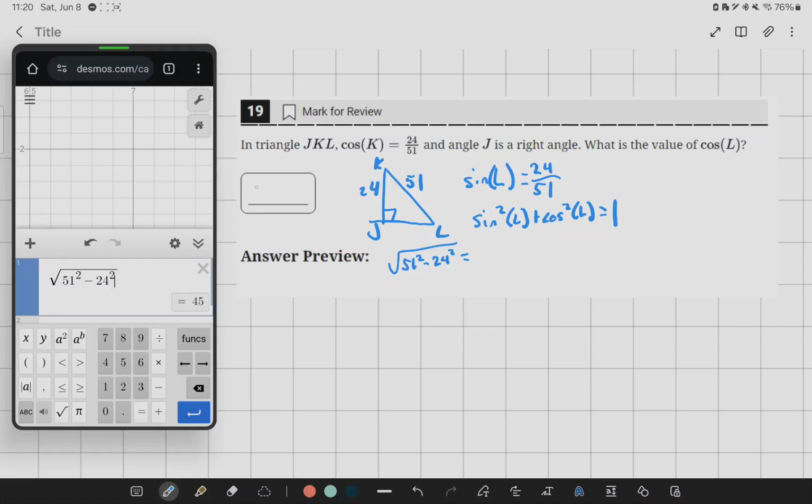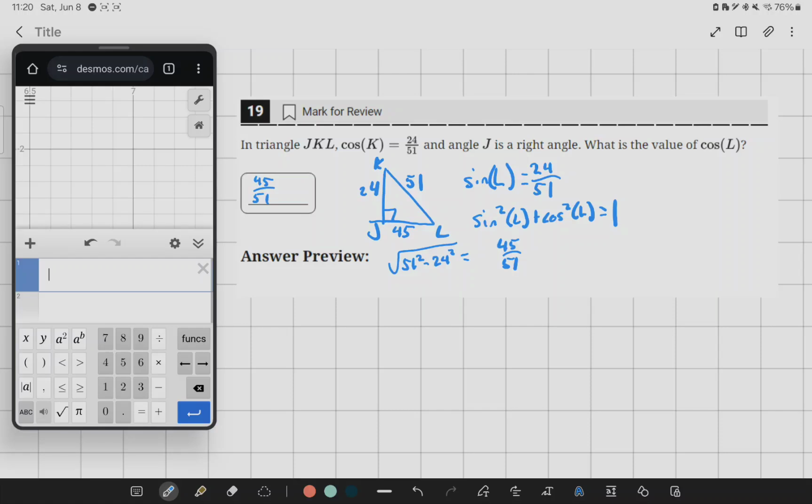So that tells us that 45 is going to be what this value is. And since it's asking for the cosine of L, what we are going to do is just use the definition of cosine, adjacent over hypotenuse, and that will be 45 over 51, and that will be our final answer.